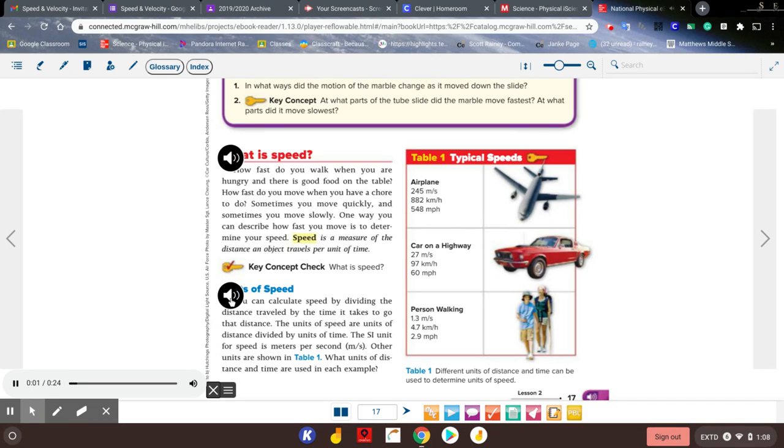Units of speed. You can calculate speed by dividing the distance traveled by the time it takes to go that distance. The units of speed are units of distance divided by units of time. The SI unit for speed is meters per second, m/s. Other units are shown in Table 1. What units of distance and time are used in each example?